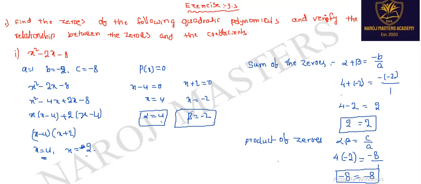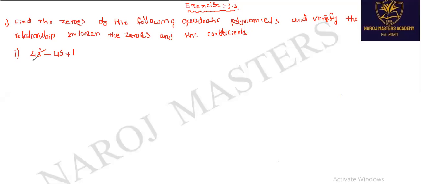Okay na? Now look at the next problem. Look at question number 2. 4s square minus 4s plus 1 is the given quadratic polynomial. Now split this one: 4s square minus 2s minus 2s plus 1. Then take 2s common in the first two terms: 2s into 2s minus 1, and take minus 1 common here. Then 2s minus 1. Okay.